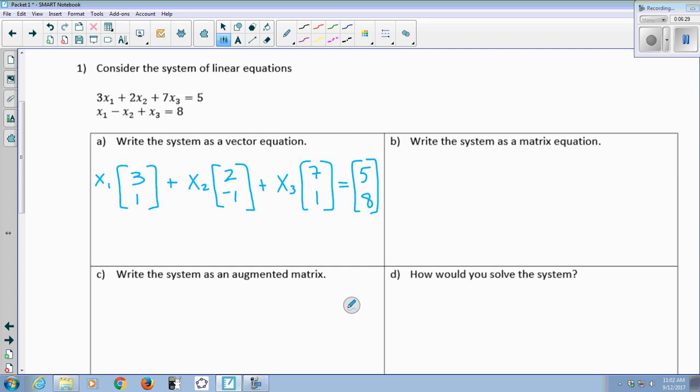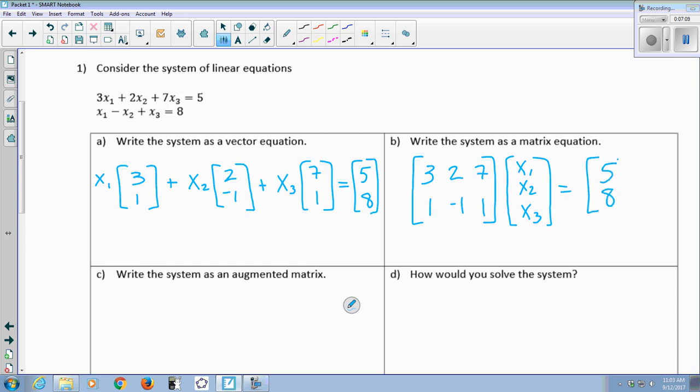Okay, so if I want to write it as a matrix equation, remember the definition of a matrix equation was you take the vector, it's going to be a matrix times a vector. The things in the vector are your weights, and you put those on the columns. So I'm going to have a matrix times a vector, and my vector is going to be my weights, x1, x2, x3. So x1 is the weight on your first column, so that would have to be 3, 1. x2 is the weight on the second column, 2, -1. x3 is the weight on the third column, so that's a 7 and a 1. And does that equal 5, 8?